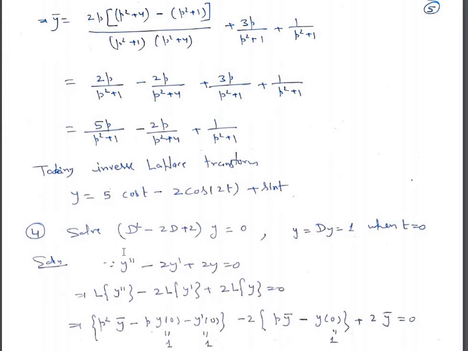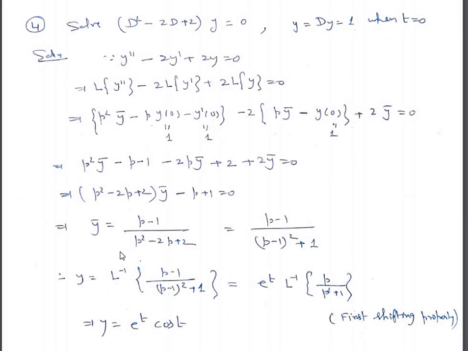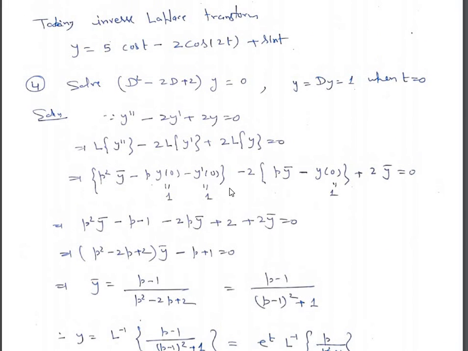Okay, let's take last example. Solve d square minus 2d plus 2 into y is equal to 0, where we are given that y is equal to dy is equal to 1 when t is equal to 0. Now write this equation as y double dash minus 2y dash plus 2y is equal to 0.